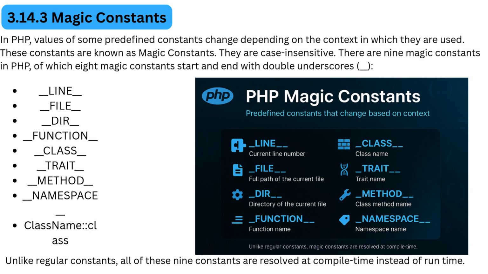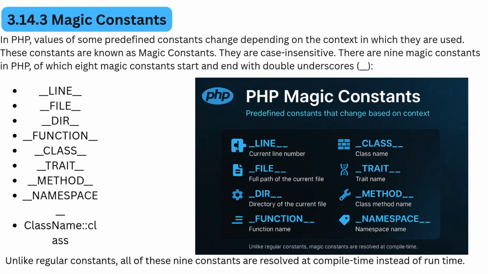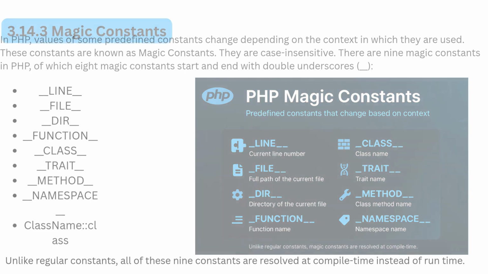To summarize this in smooth voiceover style, magic constants in PHP are predefined constants that automatically change their values depending on where they're used. They help developers identify file names, line numbers, functions, classes, and namespaces easily. There are 9 magic constants in total, 8 of which begin and end with double underscores. And all of them are evaluated by PHP at compile time, not during runtime. These magic constants make PHP smarter and more context-aware, helping you write cleaner, more informative, and more powerful scripts.